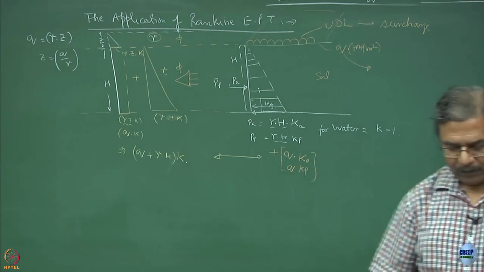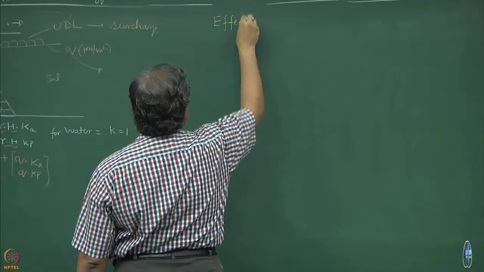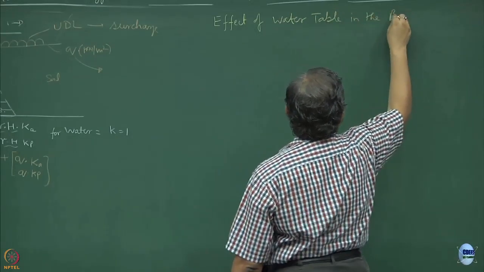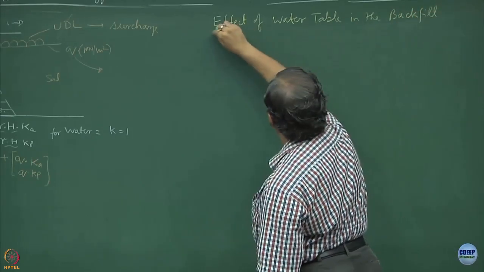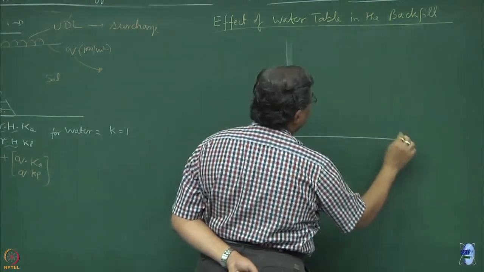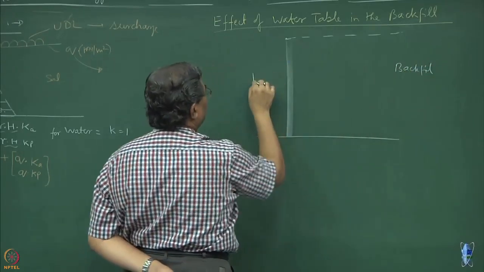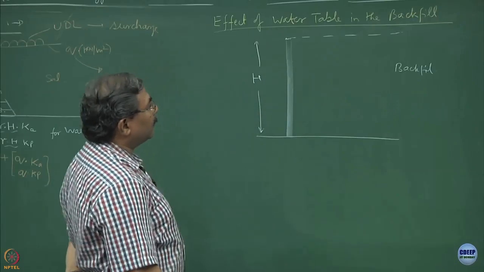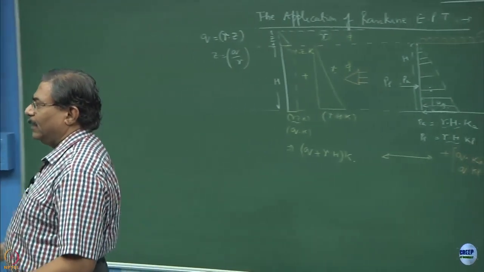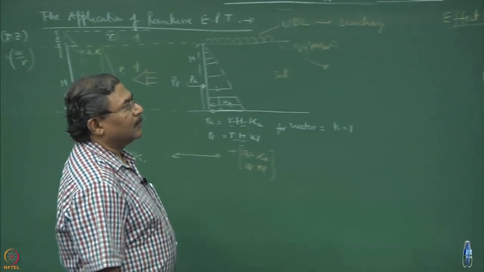What we call it as the effect of water table in the backfill. If there is a wall here of height h and this is the backfill, and suppose there is a water table over here, now what is going to happen? It is a situation when it has rained overnight and water got locked in the backfill. So, is this situation good or bad? That is what actually we are trying to analyze. There is a complete water logging.